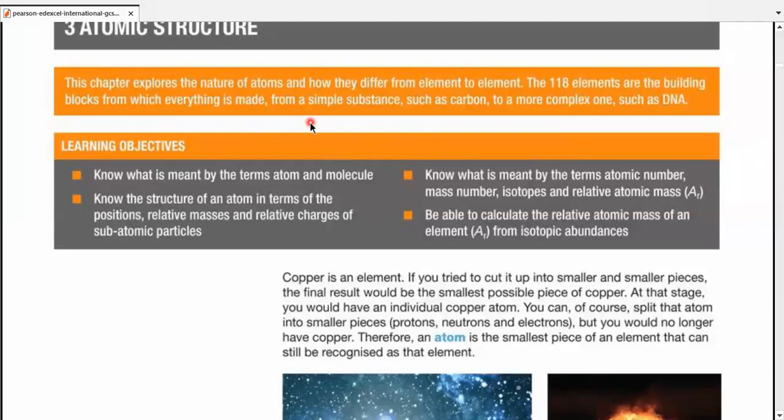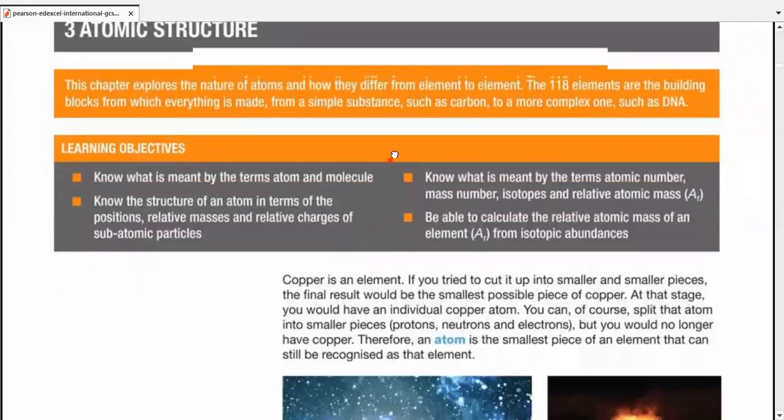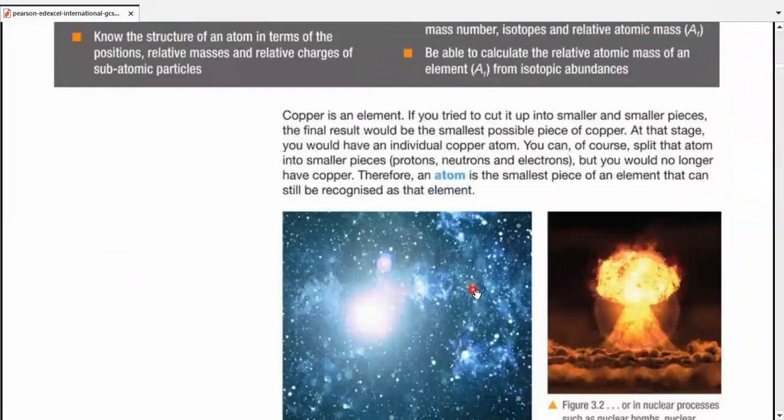So today we are supposed to start with chapter number 3, atomic structure. Now, it's understandable that the elements that we usually discuss in the periodic table, such as copper, if we cut them out into small pieces, the smallest or the basic or the fundamental particle would be the atom. So atom is the smallest piece of element that can show all the properties of that element. It can be known as the smallest piece.